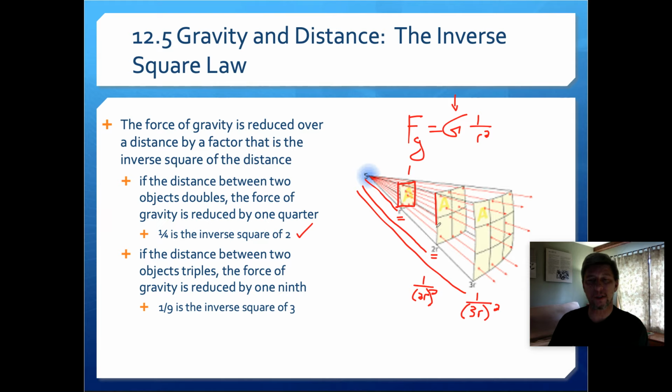If we go to this distance, notice that it's 4 squares, and it's twice the distance. And if we look at this one, it's a grand total of 9 squares at 3 times the distance. And so that's the relationship. The force, let's say, is being spread out over 4 squares or over 9 squares. And that's essentially what the inverse square law says. As you get further and further away from an object, the force of gravity gets smaller by a factor that is the inverse square of the distance.